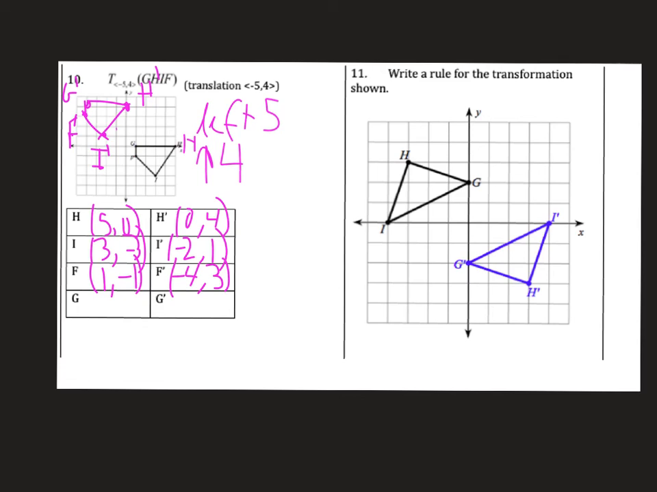But let's write down what G is. So G was 1, 0. And G prime is now 1 minus 5 is negative 4. 0 plus 4 is 4. The points on that one are kind of tough to see. I'm looking at the spiral itself, and I will make sure that the image is better.